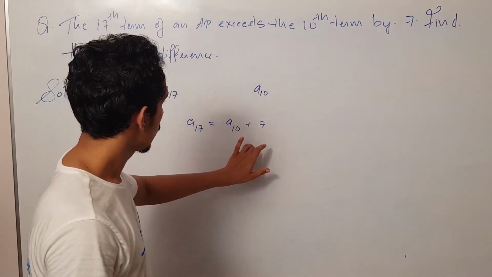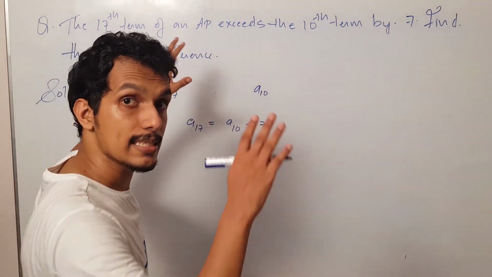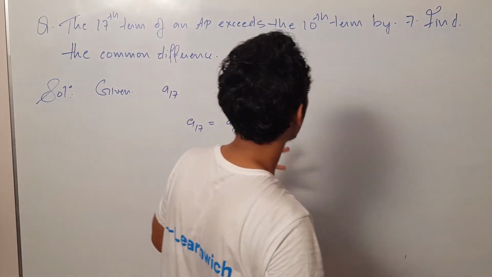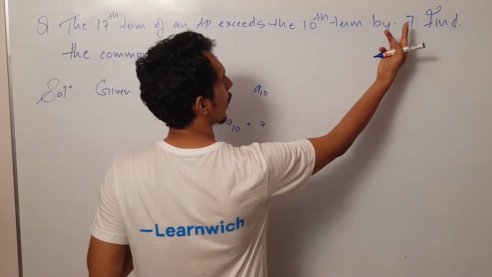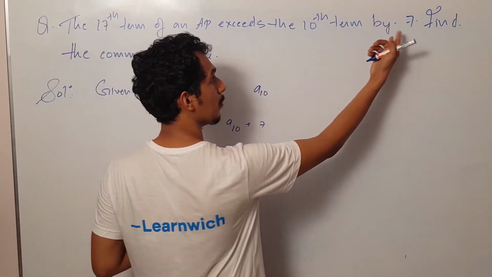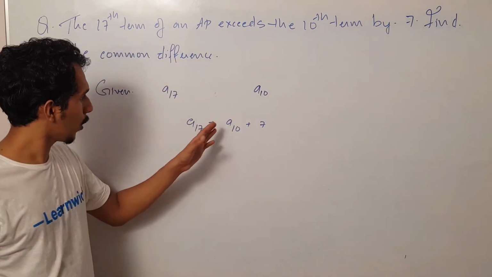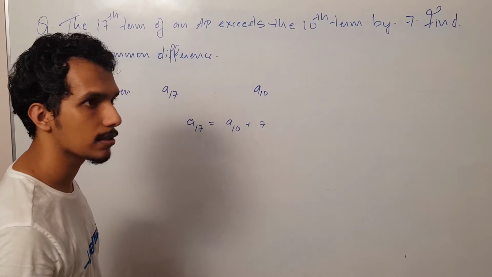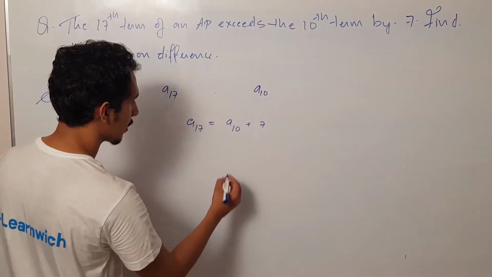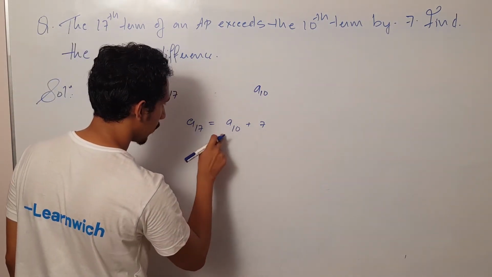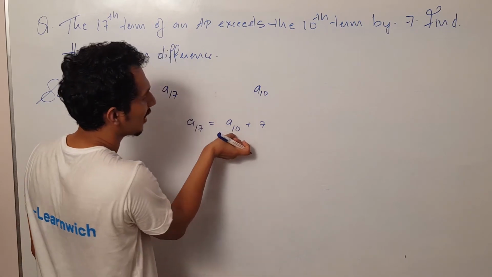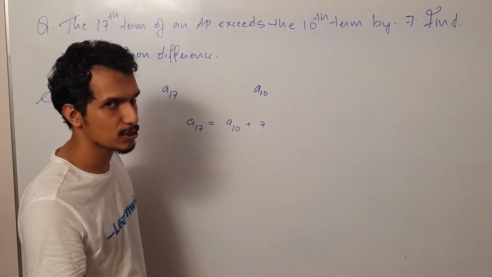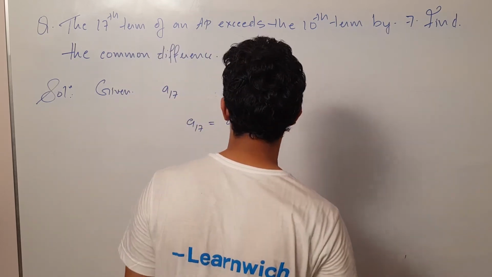See, what is it saying? The 17th term of an AP. I don't know what the 17th term is, but it is 7 more than the 10th term. So whatever the 10th term is, if you simply add 7, you get the 17th term. So by this itself, you can say that the common difference is 1, because from the 10th term you are adding 7 times, so it becomes 17th. So D has to be 1. But let's see how we have to find out.